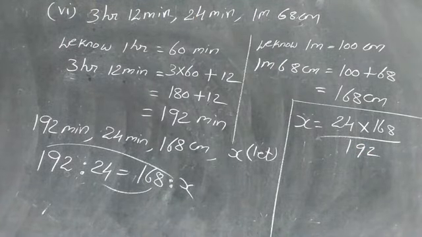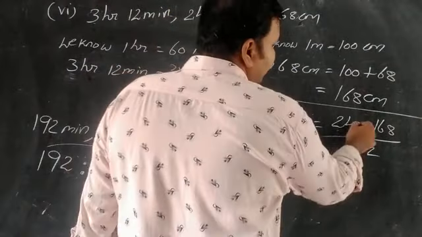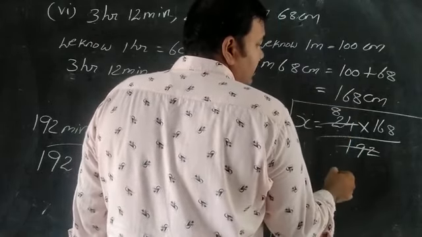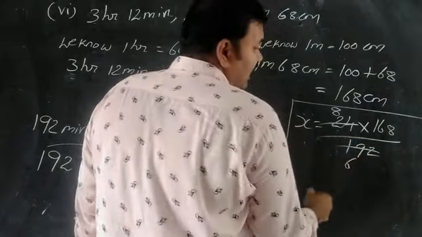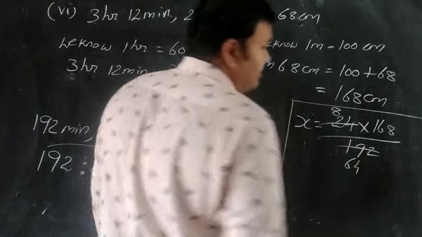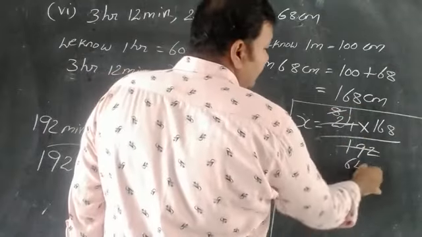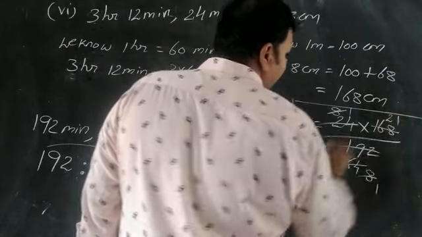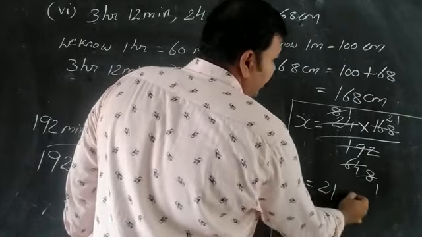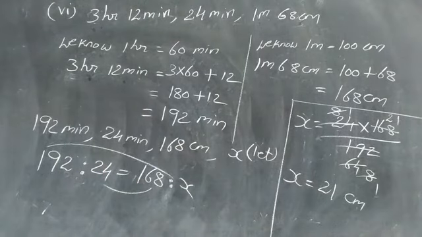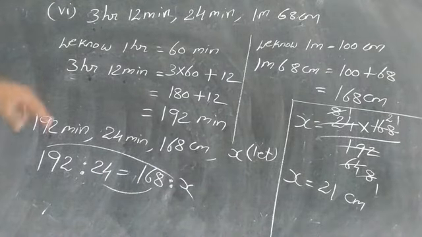Using cancellation, in which table? 192 is in the 3 table, so we will cancel that once. 8 times. 8 3s are 24, 6 3s are 18, 12, 12 is 4 times. 8 table 1 time, 8 times, 8 table 1 time. x is equal to 21 centimeters. The missing one is in centimeters, so write centimeters. This is the sum for us.